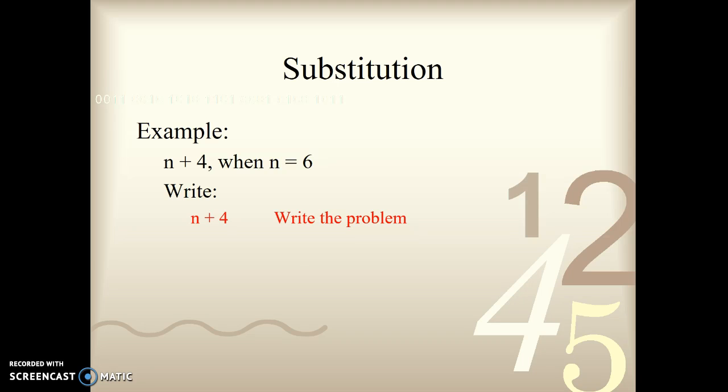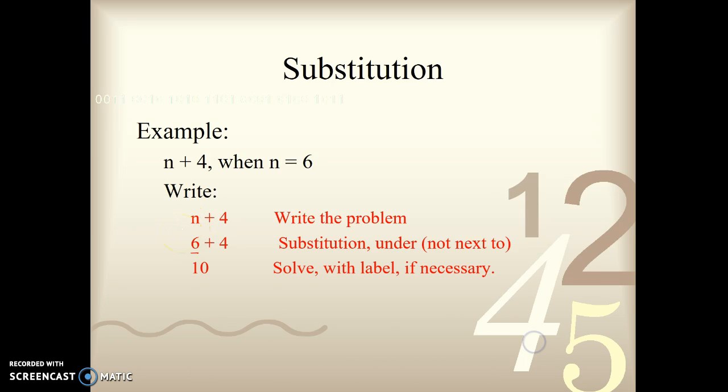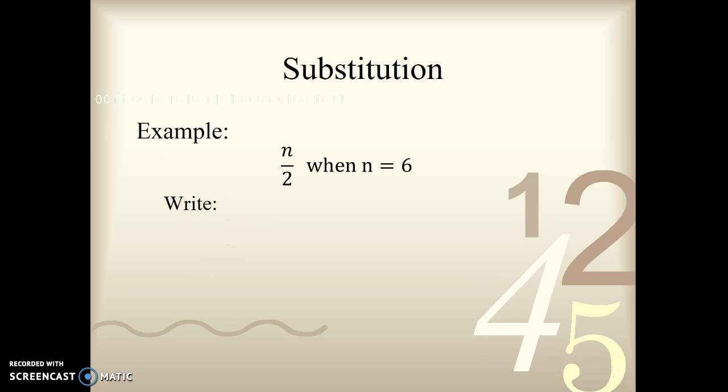Then you're going to substitute in the number. So in this case, n equals 6. So instead of the n, we now write the 6 and we write the plus 4. So we write the entire problem with the correct number substituted in for the variable. You're going to write it under the original problem, not next to it. Then you're going to solve the problem and you're going to label it if necessary. Okay, let's look at it again.